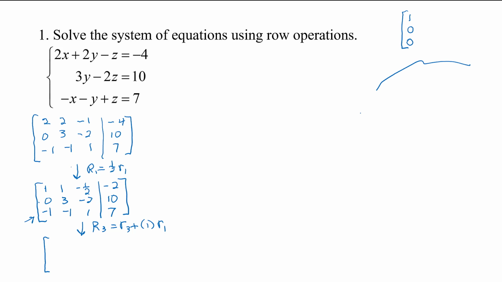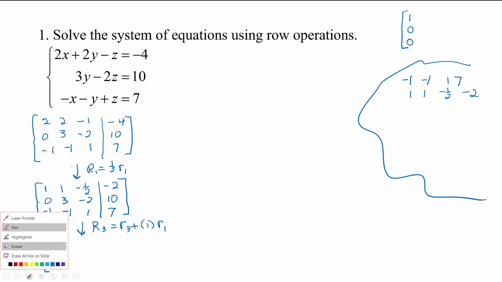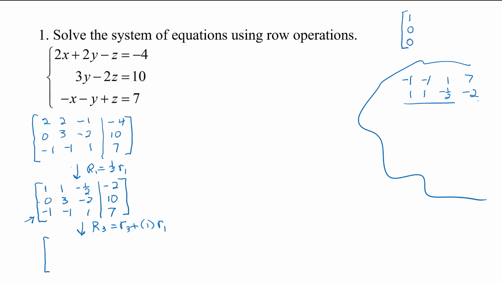Okay, so that's a fairly simple operation. Off to the side here, I'm going to make some scratch paper, and I'm going to write down what row 3 currently is, -1, -1, 1, 7. I will add to that 1 times row 1. So 1 times row 1 would be 1, 1, -1/2, and -2. Let me fix that. That 7 kind of looks like 17 there, so let's fix that. Okay, so if we add these two rows together, we get 0, 0, 1/2, 5. This becomes our new row 3, so right now row 1 stays as it was. Row 2 stays as it was. Now our new row 3 is 0, 0, 1/2, 5.